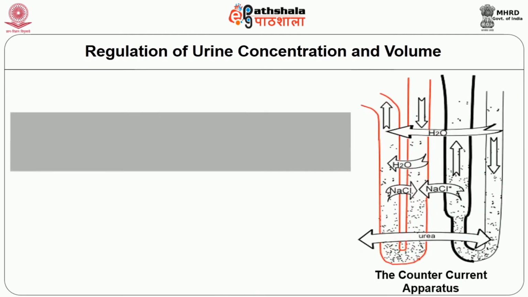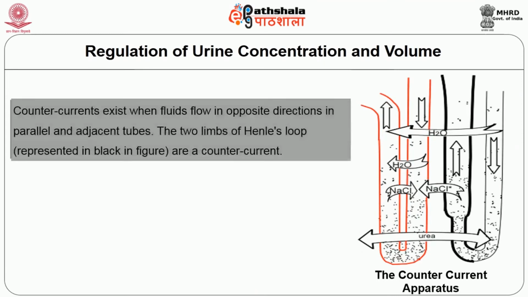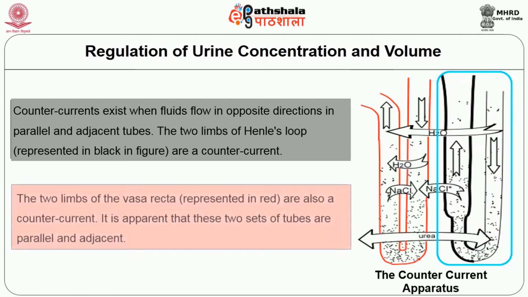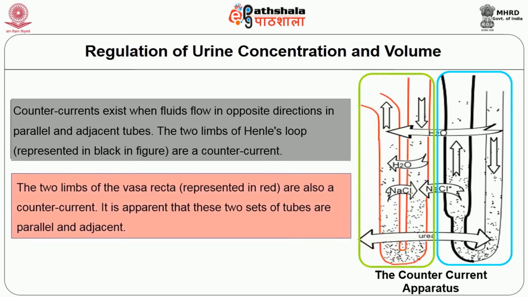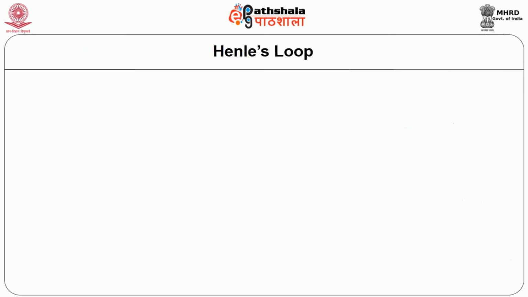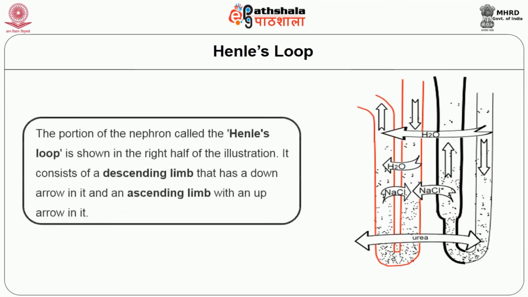Counter currents exist when fluids flow in opposite directions in parallel and adjacent tubes. The two limbs of Henle's loop are a counter current. The two limbs of the vasa recta are also counter current. Thus, it is apparent that these two sets of tubes are parallel and adjacent, as you can observe in the figure. Next, we move on to the Henle's loop.